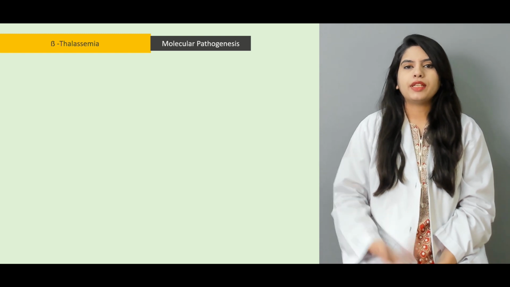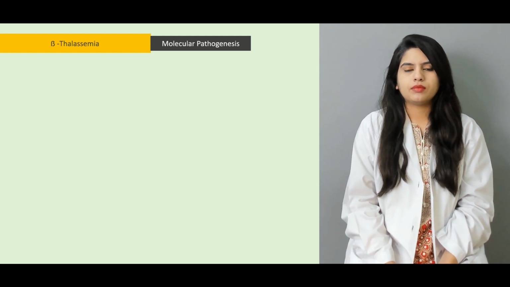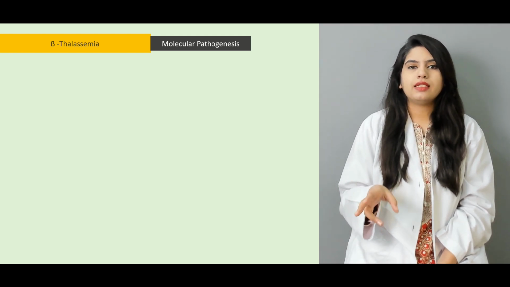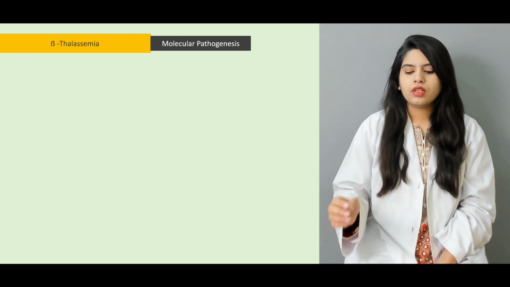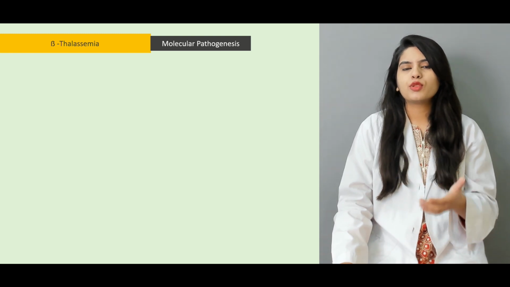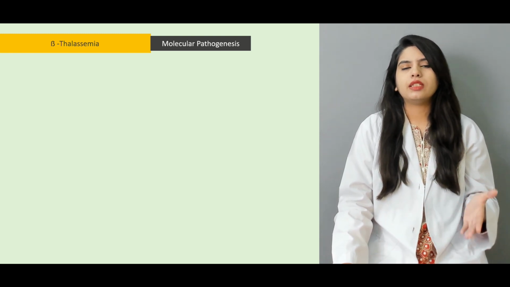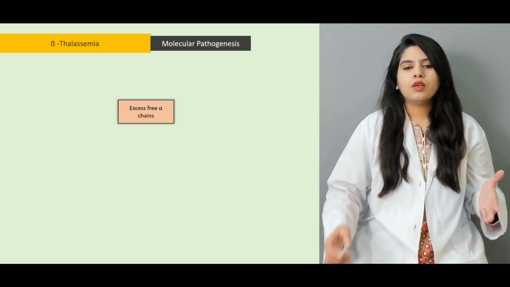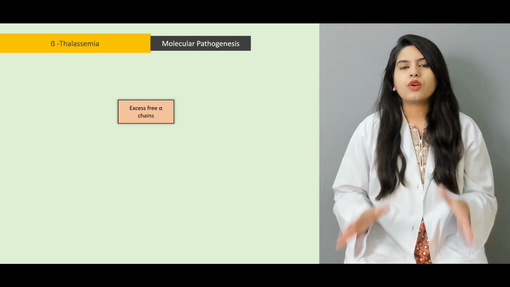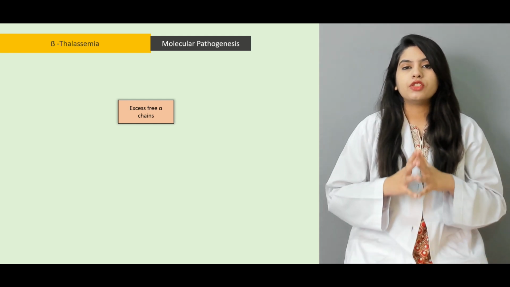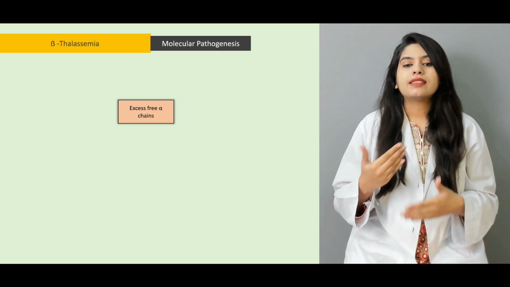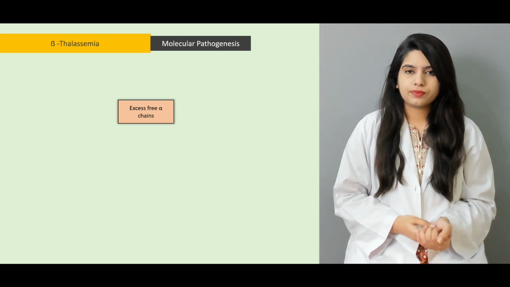Now, what is the molecular pathogenesis of beta thalassemia? You know that the gene that encodes the beta globin chain is present on chromosome 11. So obviously the defect involves the gene on chromosome 11 in beta thalassemia. Whenever there is beta thalassemia, there will be either a complete absence or a reduction in the beta globin chains. In other words, that will lead to excess free alpha chains.